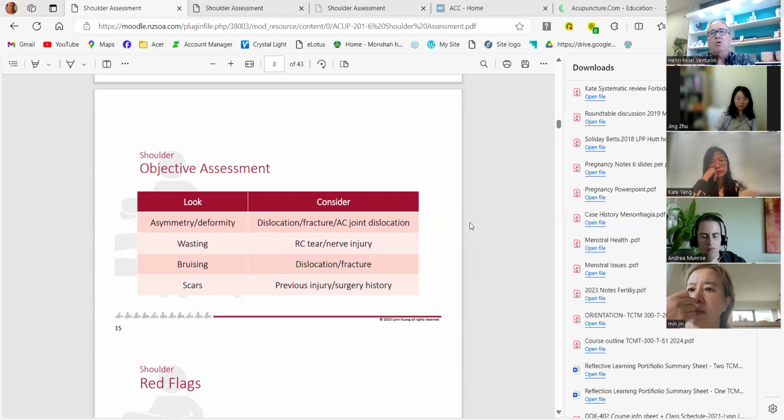Bruising could indicate a dislocation or a fracture. The bruising is a hematoma. That means the muscle structure is being torn, or the bony structure is broken and it has impacted some of the vessels. There could be lots of reasons why there's bruising. Scars will indicate any previous injury or surgery history.